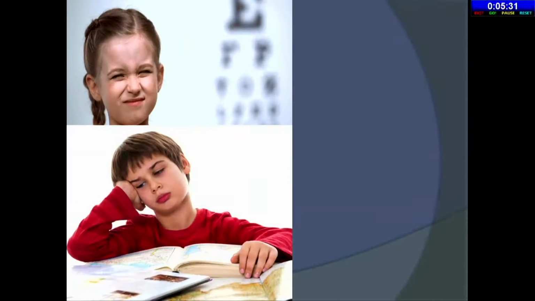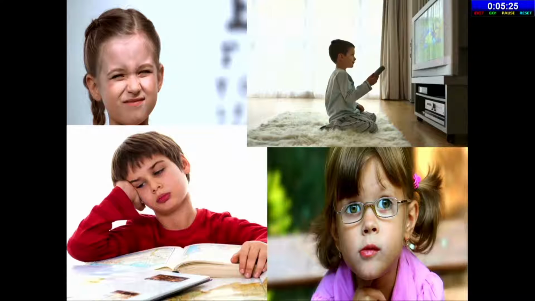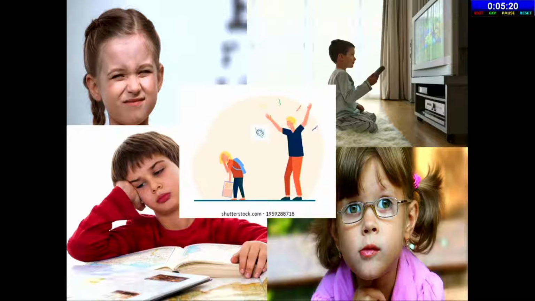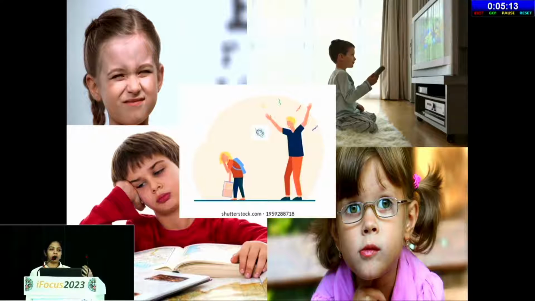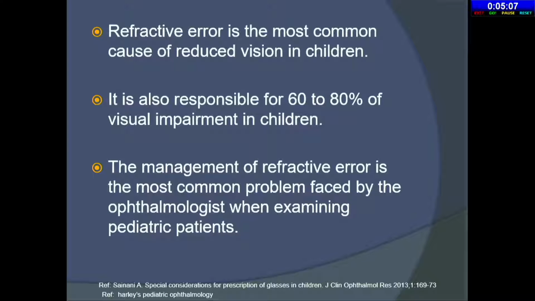So suppose a mother comes to your OPD with her child complaining that my child has blurring of vision, or cannot read properly, or has some deviation in either eye, or sits very close to the television while watching, or his or her performance in school is just deteriorating. So what will be the first diagnosis? Refractive error is the most common cause of reduced vision in such children.